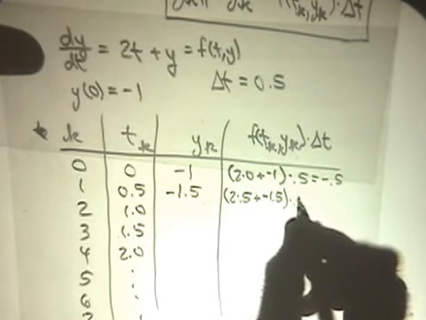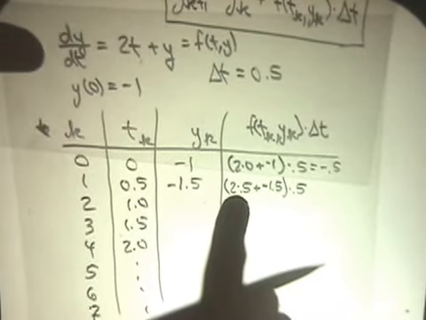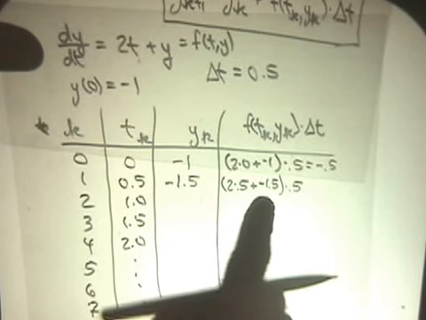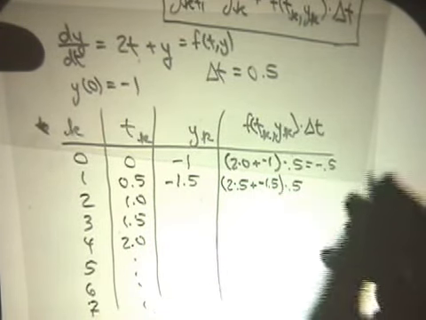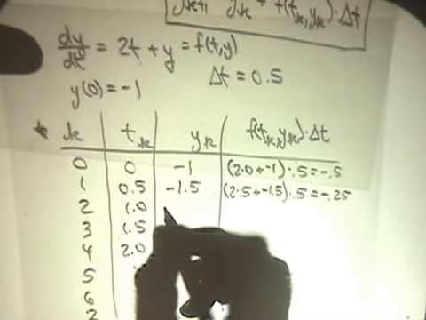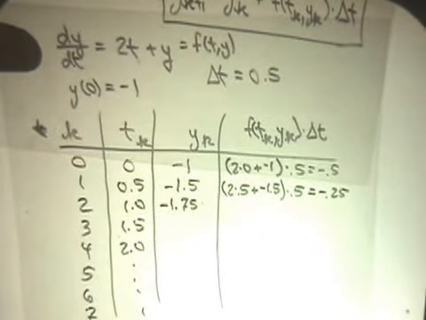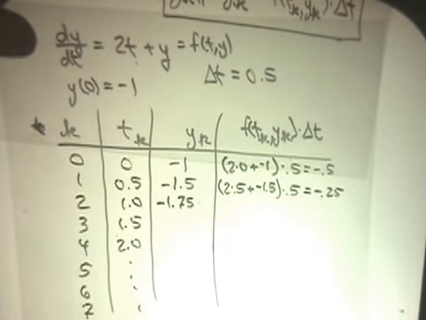And multiply times delta t. 2 times 0.5 is 1, plus -1.5 is -0.5, times 0.5 is -0.25. So the new value of y is -1.75. It went down by 0.25.